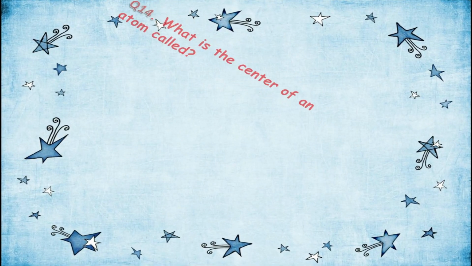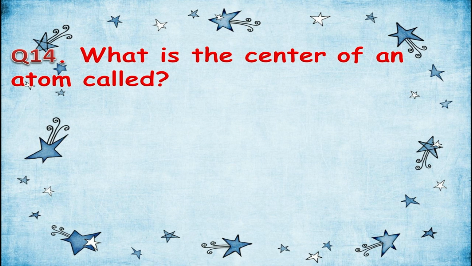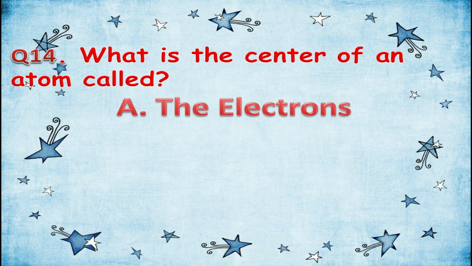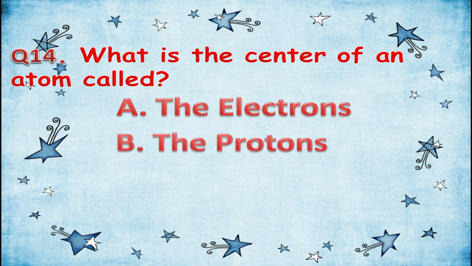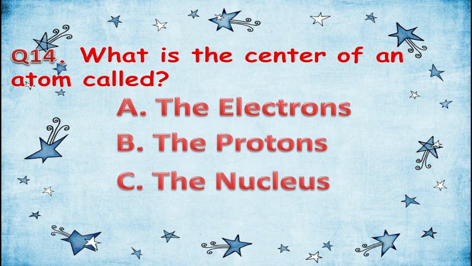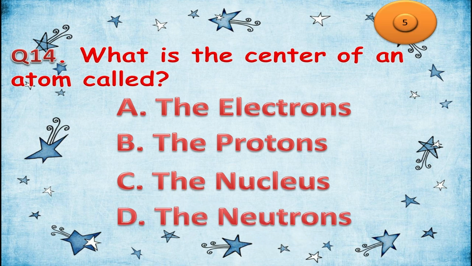Question number 14 is, what is the center of an atom called? Option A, the electrons. Option B, the protons. Option C, the nucleus. And option D, the neutrons. The time starts now.